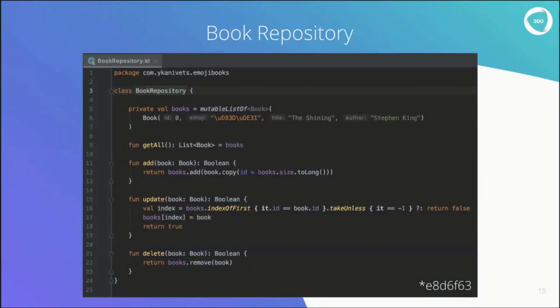The very first version of the app includes this in-memory implementation of book repository, which will be changing for each use case. In the bottom right corner, you can see the commit hash for each code snippet I'll be sharing further, so you can follow the presentation and changes we are doing. Here we have 4 methods: get all for getting all books, add for adding the new book, update for updating the existing book, and delete for deleting the book.